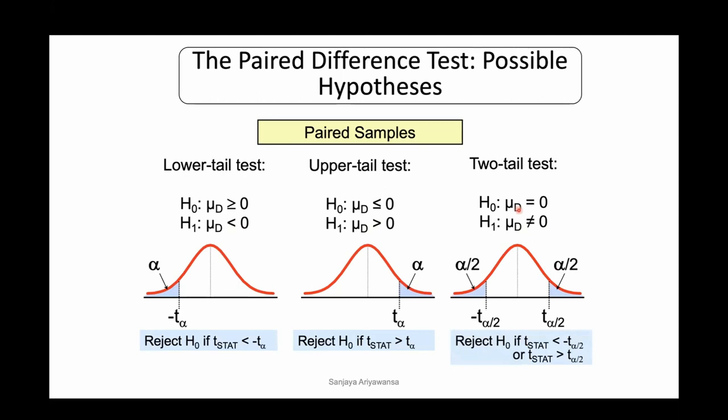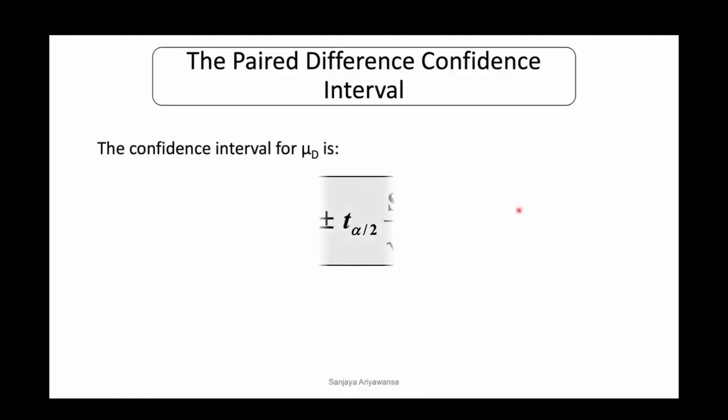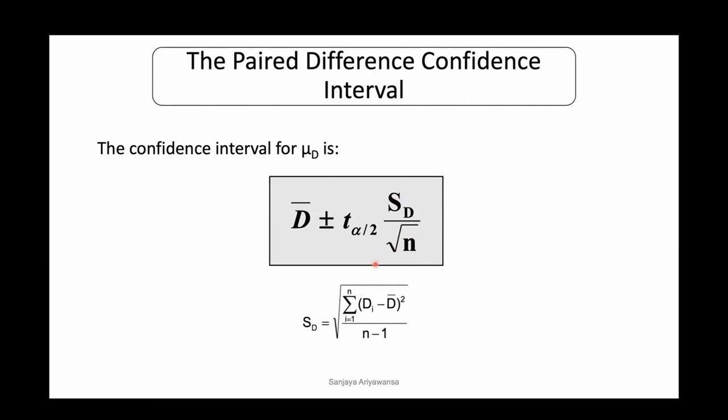So next up, what is the confidence interval for mu d? It is given by this particular equation: your sample statistic plus or minus your critical value times your sample standard deviation SD divided by the square root of the sample size. What is SD? It's given by this particular equation.